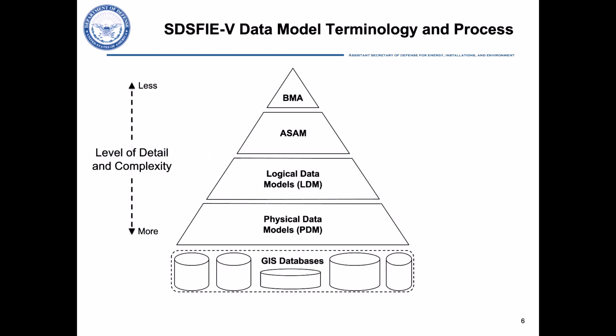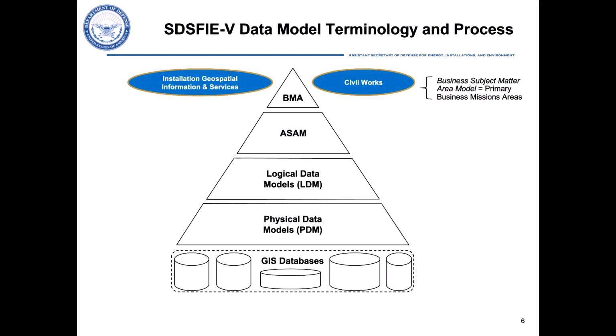This is a data modeling diagram, which is helpful in understanding the SDSFIE vector modeling process. The pyramidal shape represents an increasing level of detail moving from the top two tiers, where a more general conceptual model based on mission requirements and rules is defined, to a highly detailed and structured set of data tables, relationships, and rules that are implemented in a GIS at the bottom.